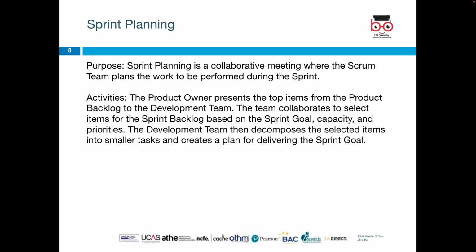We also have sprint planning. What is the purpose? The purpose of sprint planning is obviously to hold a collaborative meeting with the Scrum team, so they plan the work to be performed during the sprint. The activities done are that the product owner presents the top items from the product backlog to the development team. The team collaborates to select items from the product backlog based on the sprint's goal, and etc.